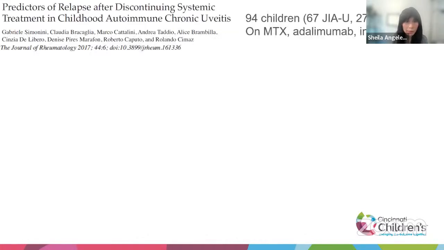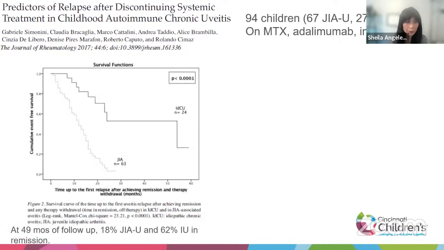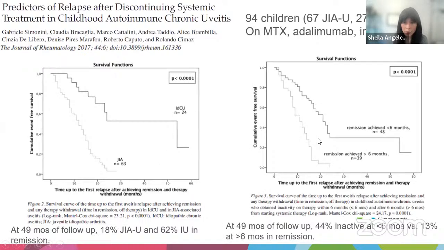And this was a nice study by Dr. Simonini, where he looked at 94 children with various types of uveitis who were on methotrexate, adalimumab, and infliximab. What he showed is that at 49 months of follow-up, only 18% of children with uveitis associated with JIA were in remission. They also showed that those who achieved remission sooner, within the first 6 months of starting treatment, had a higher chance of being in medication-free remission later.